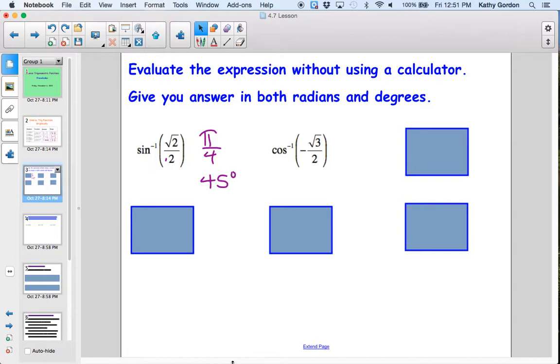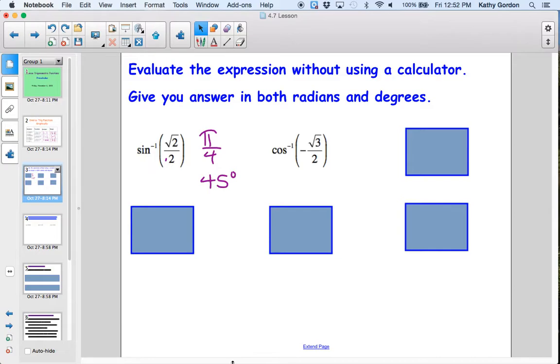All right, let's see what you got. See how we're doing. Wait, was it actually 5 pi over 6? All right, looks like most of us are on the right track.